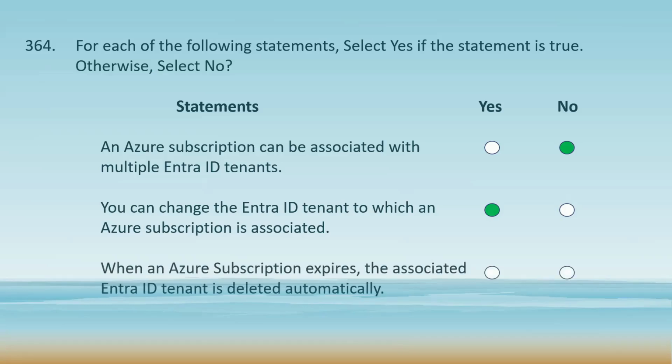Then the next statement is when an Azure subscription expires, the associated Entra ID tenant is deleted automatically. This statement is incorrect. All Azure subscriptions have a trust relationship with a Microsoft Entra tenant. Subscriptions rely on this tenant to authenticate and authorize security principals and devices. And when a subscription expires, the trusted instance remains, but the security principals lose access to Azure resources, meaning you can associate and manage the directory using a different Azure subscription.